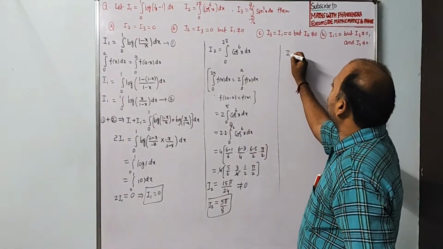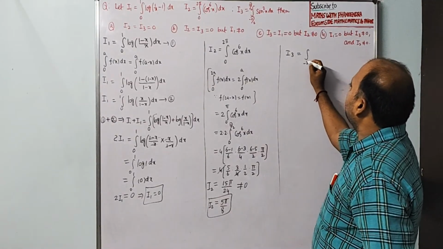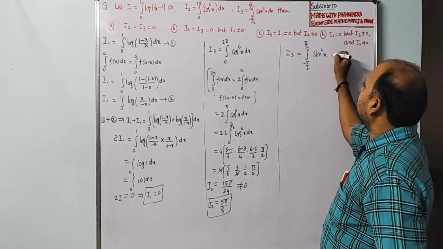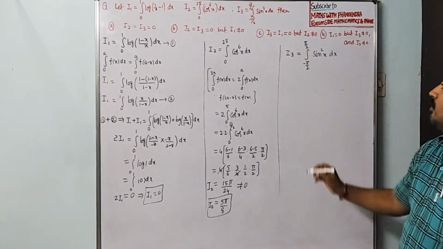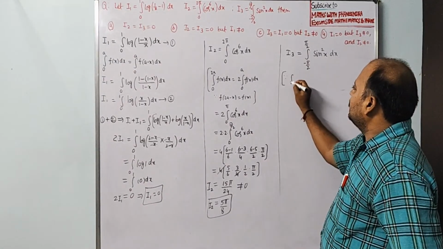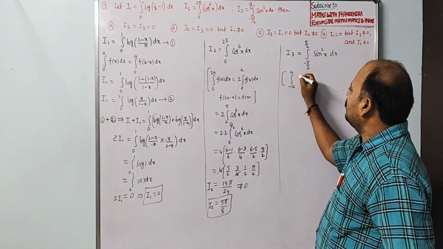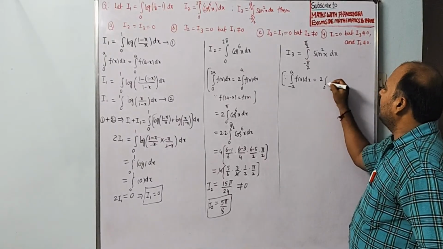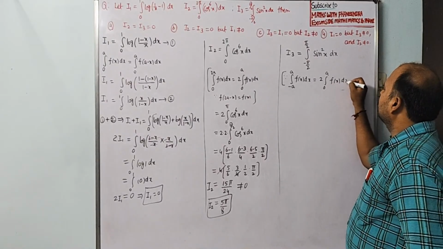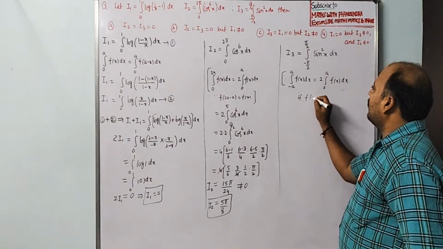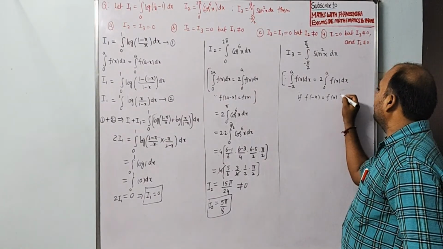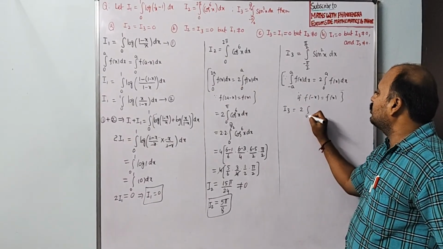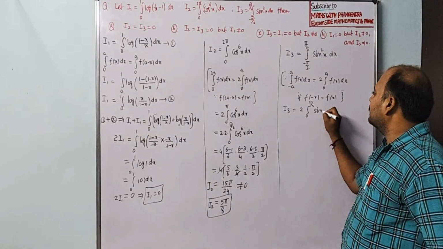Next, I3 equal to integral minus pi by 2 to pi by 2 sin square x into dx. We know another property in definite integration, integral minus a to a f of x dx equal to 2 times 0 to a f of x dx if f of minus x equal to f of x, that means even function. So we can write I3 as 2 times 0 to pi by 2 sin square x into dx.